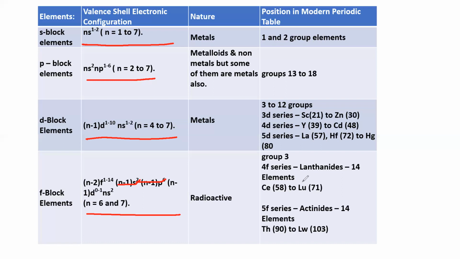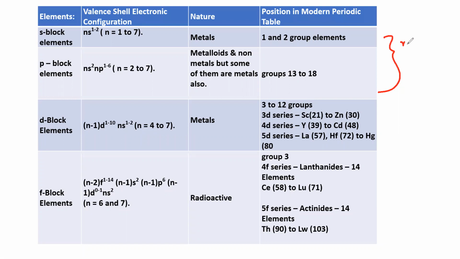These are the basic summary of S, P, D and F block elements. The periodic classification is done into periods and groups, and further it is classified into blocks. So we have S block, P block, D block and F block elements. S block and P block together are called representative elements, as we discussed in the previous class.